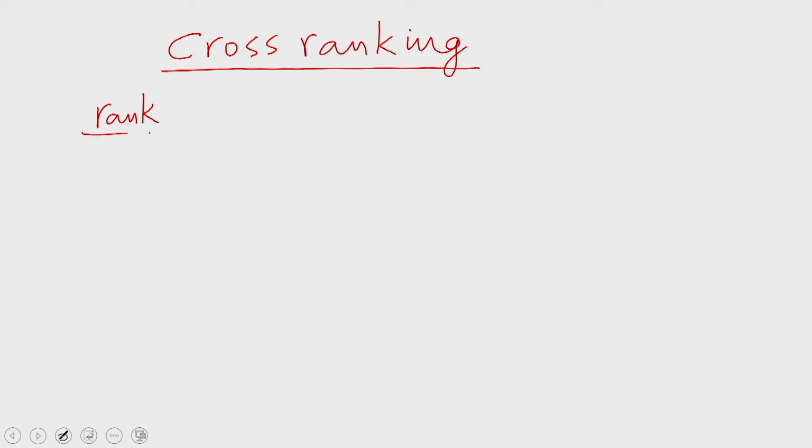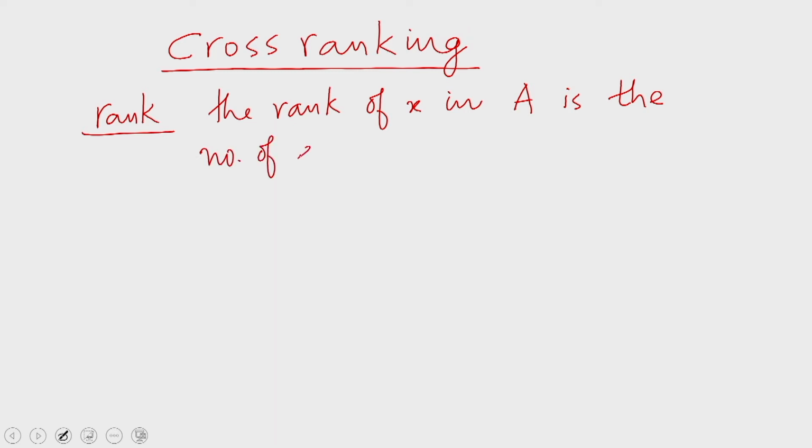Now that we have seen an algorithm for searching, we will try to solve the problem of cross ranking. In cross ranking, we are given two sorted arrays and we want to cross rank the two arrays. To define the problem, first let me define the notion of a rank. The rank of an element x in a sorted array A is the number of elements in A that are less than or equal to x.